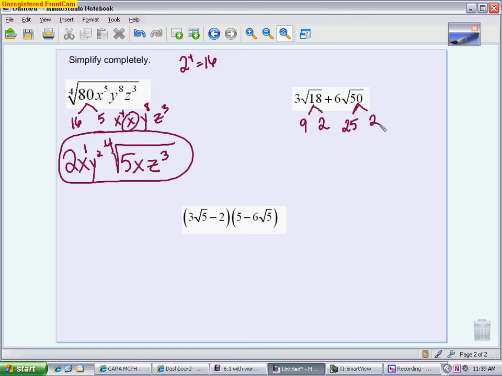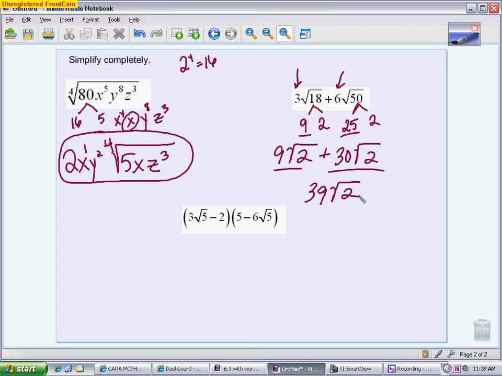We take the square root of the one that is perfect. It comes out. It gets multiplied by what is already there. So when I take the square root of 9, I get 3, but it's times the 3 that was already there. So 3 times 3 is 9. And then you still have a 2 stuck under the radical. Take the square root of 25. I get 5 times the 6 that's already there. So 5 times 6 is 30. And then the 2 is stuck underneath. And now they are like radicals, so we can add 9 square roots of 2 plus 30 more square roots of 2 gives us 39 square root of 2.